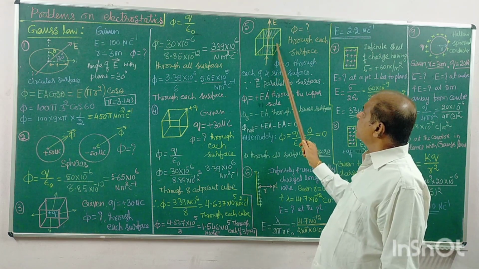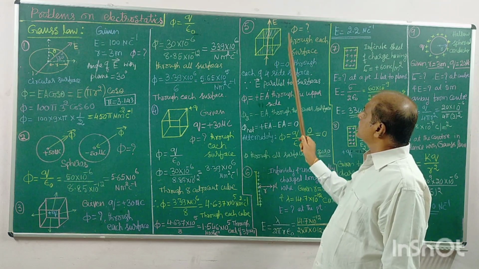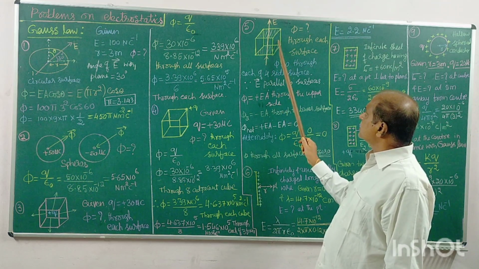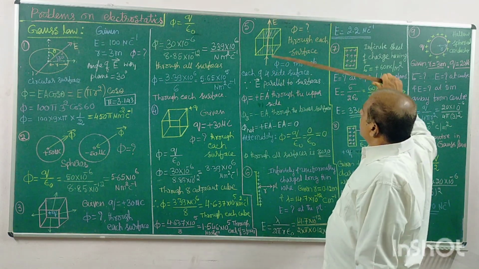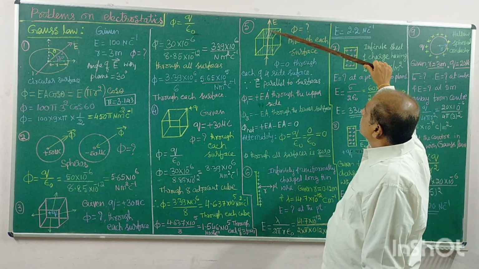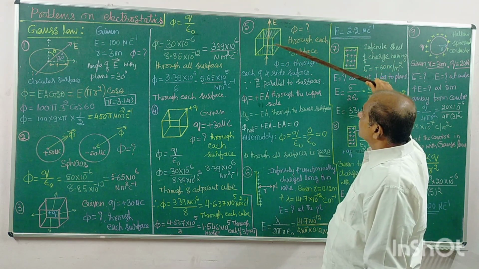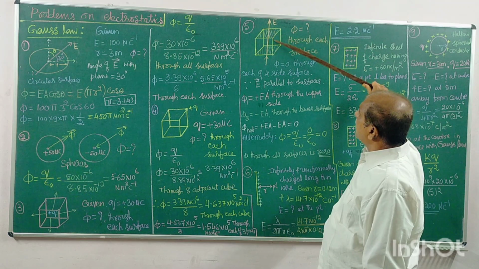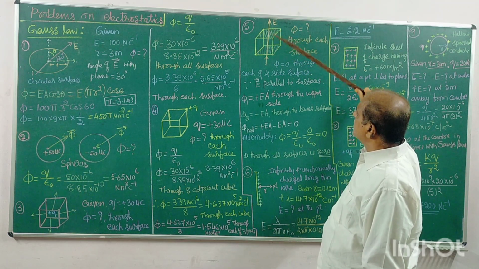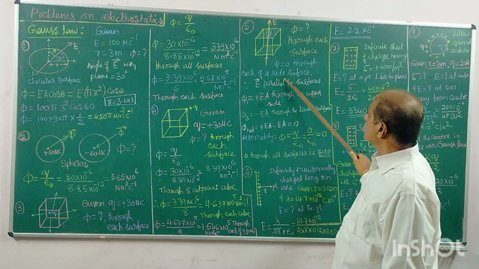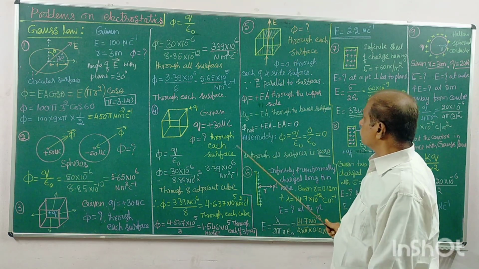But what about the sideways? There are 4 sides: the front side, back side, this side and this side. The electric field is parallel to these side surfaces. If it is parallel, the electric flux equals 0. So the electric flux through the side surfaces is 0.